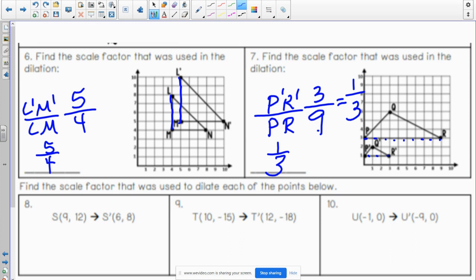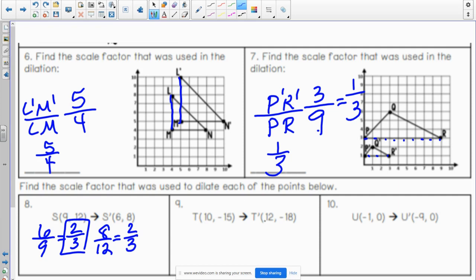If they just give you the ordered pairs, we're going to do the same thing. So I taught you how to do it with line segments. With ordered pairs, you're just going to put the new over the old. So we can put 6 over the 9, which is the x's, and then reduce. So 6 divided by 3 is 2. 9 divided by 3 is 3. So 2/3. And if you want to double check, do it with the y's. So 8 over 12, divide that by 4, which is 2. 12 divided by 4 is 3. So both of them show that the scale factor is 2/3.